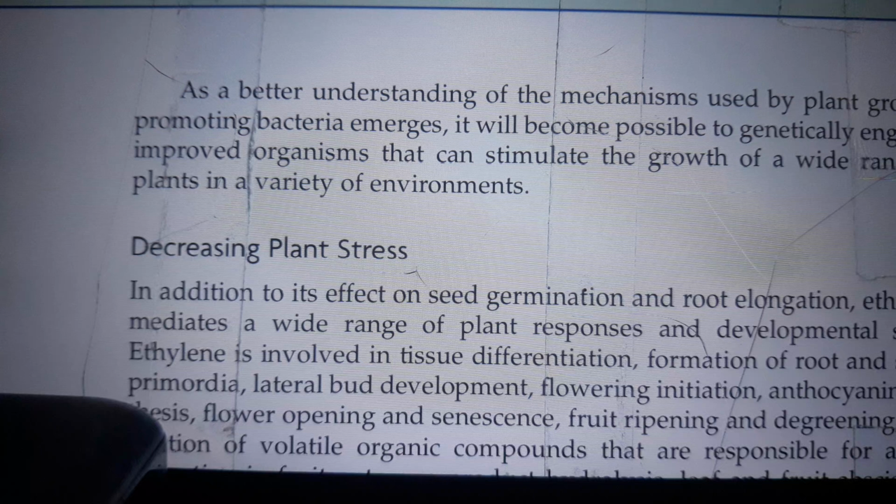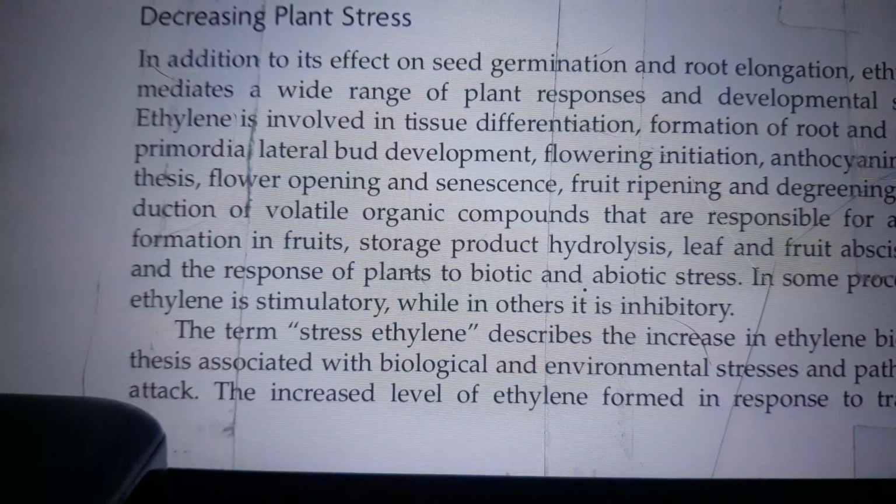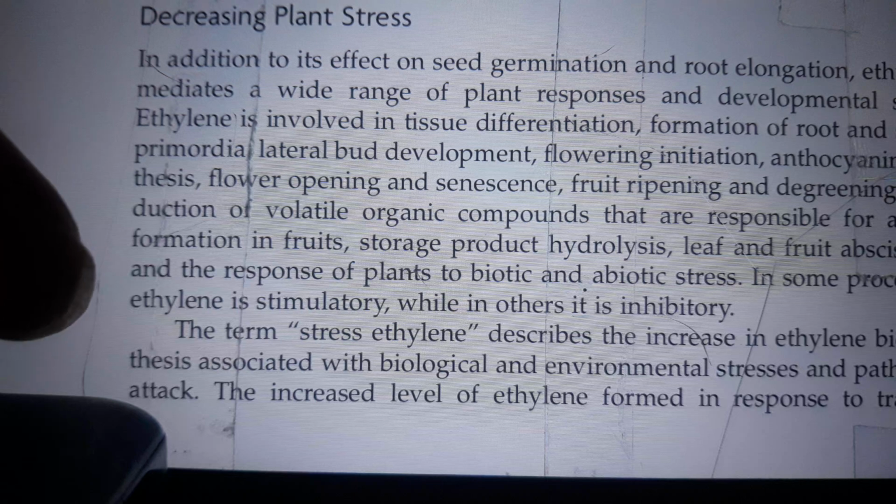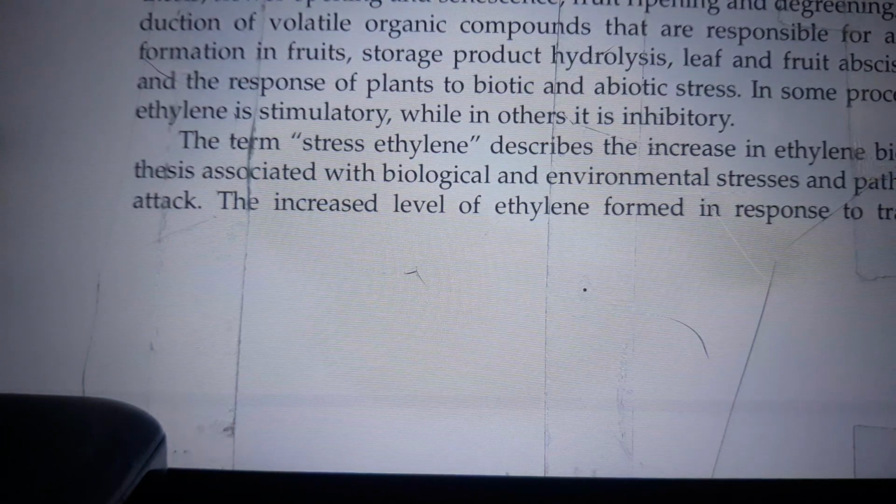As a better understanding of the mechanism used by plant growth promoting bacteria emerges, it will become possible to genetically engineer improved organisms that can stimulate the growth of a wide range of plants in a variety of environments. Decreasing plant stress: in addition to its effect on seed germination and root elongation, ethylene mediates a wide range of plant responses and developmental steps. Ethylene is involved in tissue differentiation, formation of root and shoot primordia, lateral bud development, flowering initiation, anthocyanin synthesis, flower opening and senescence, fruit ripening and degreening, production of volatile organic compounds that are responsible for aroma formation in fruits, storage product hydrolysis, leaf and fruit abscission, and the response of plants to biotic and abiotic stress.